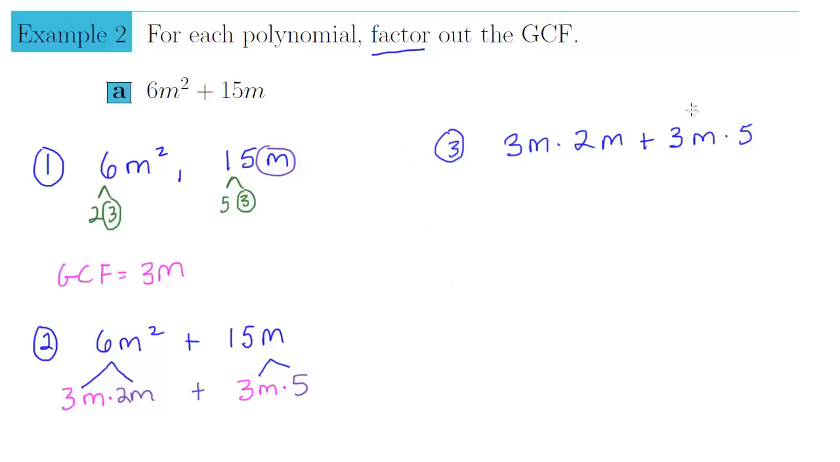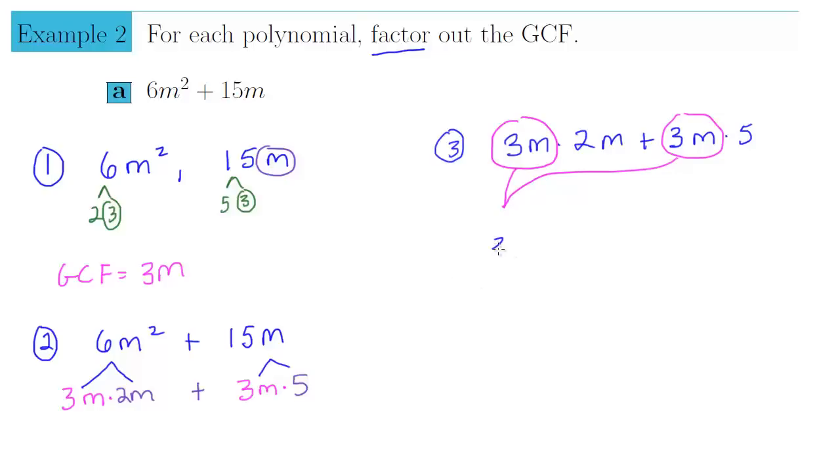So for my third step, I have to reverse distribute. So I take my new form of the polynomial where the GCF is sitting in each term, and I reverse distribute. I pull the GCF outside a pair of parentheses. So I'm going to pull this out.